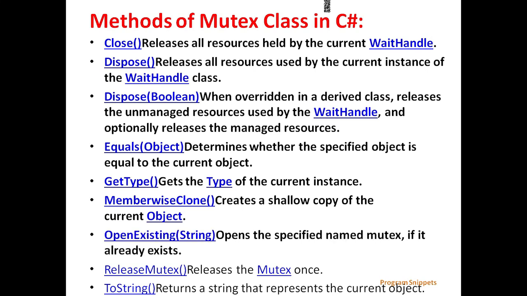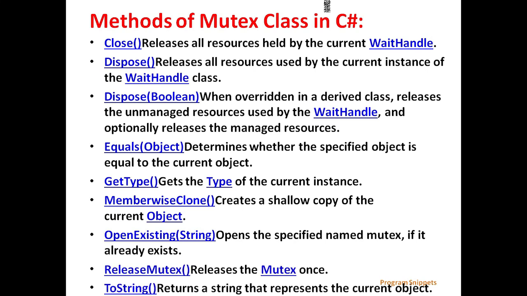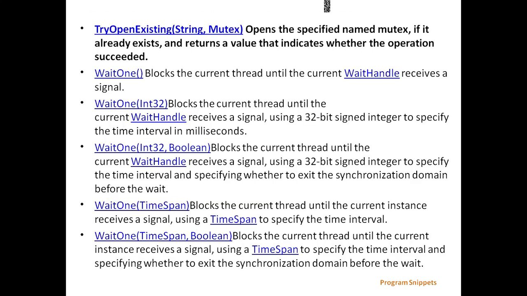OpenExisting method opens a specified named mutex if it already exists. ReleaseMutex releases the mutex once. ToString method returns a string that represents the current object. TryOpenExisting method opens a specified named mutex if it already exists and returns a value that indicates whether the operation succeeded. WaitOne method blocks the current thread until the current wait handle receives a signal.